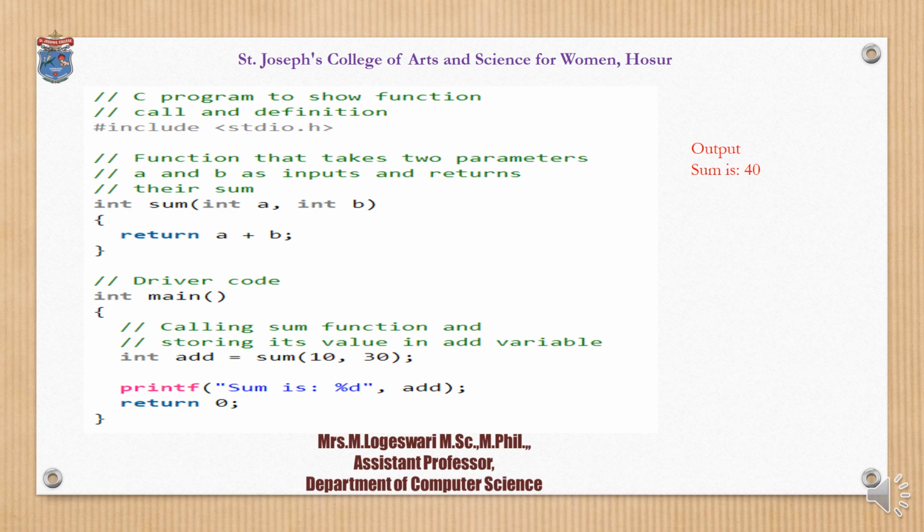In the definition part, you pass the two arguments 10 and 30. So 10 is stored to a and 30 is stored to b. After that, the sum function returns the sum of a and b to the main function. Then it is stored in the add variable. So the value 40 is stored to add, then printf will print the add variable value. So the output we get is 40.